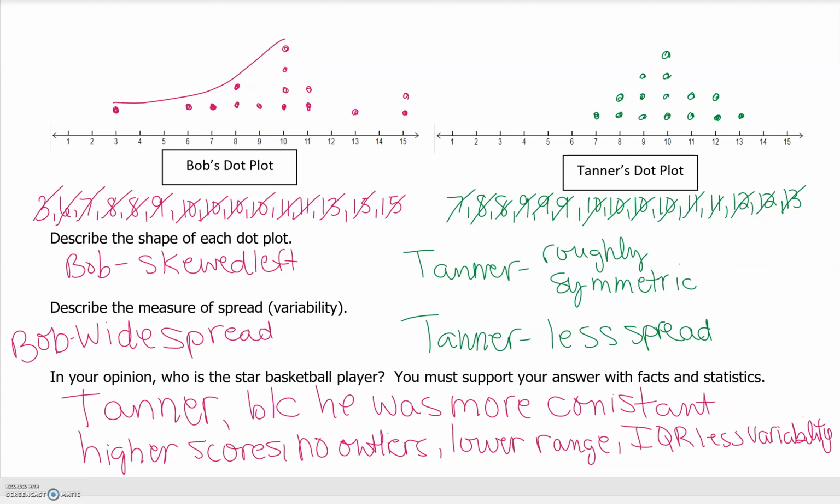Okay, and that's day 3 notes. So now that you've had day 3 notes written out, you can go ahead and continue on to the next step in the learning.